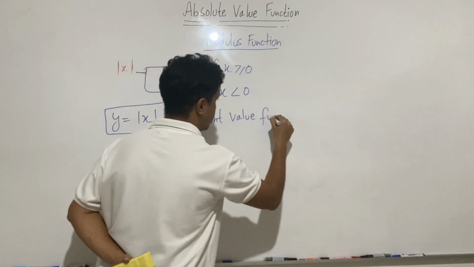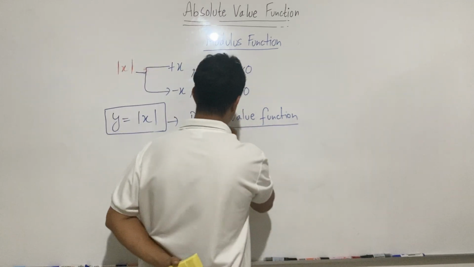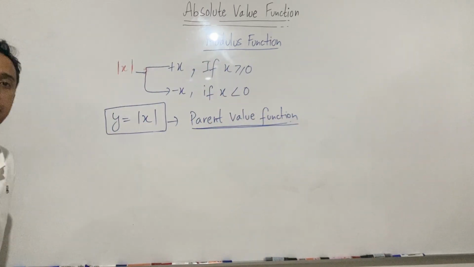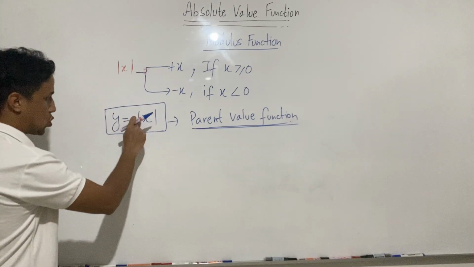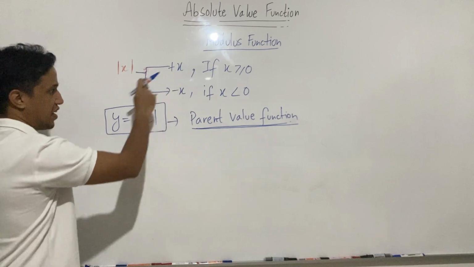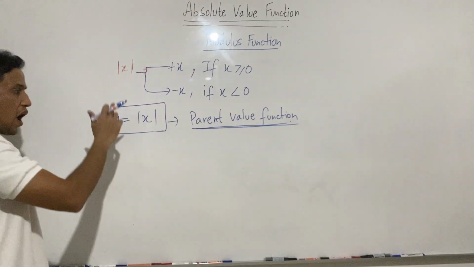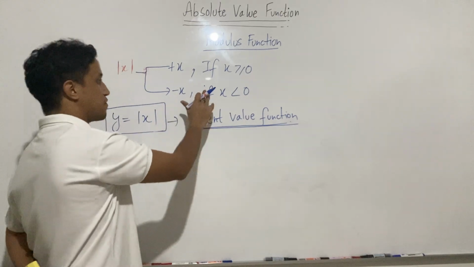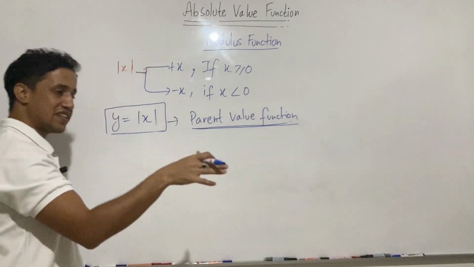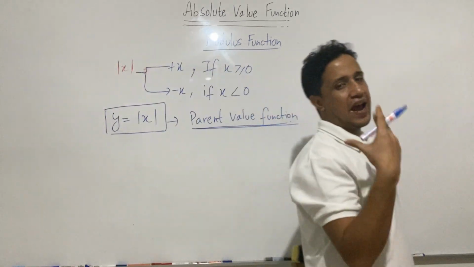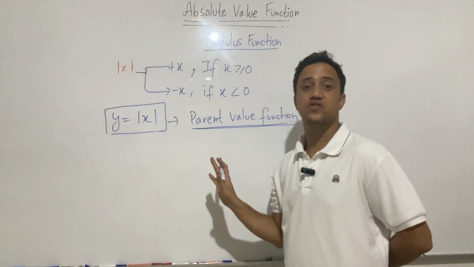Okay, parent value function, you can also call it the parent absolute value function. This is the base. So it's the same thing: y is equal to x if x is greater than 0, or y is equal to minus x if x is less than 0, if x is a negative number. So the negative will get cancelled out, and in the end the positive number is going to stay.